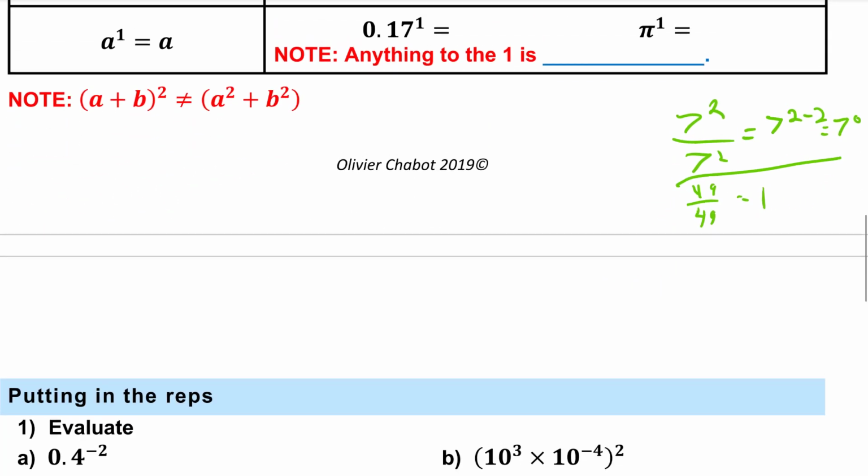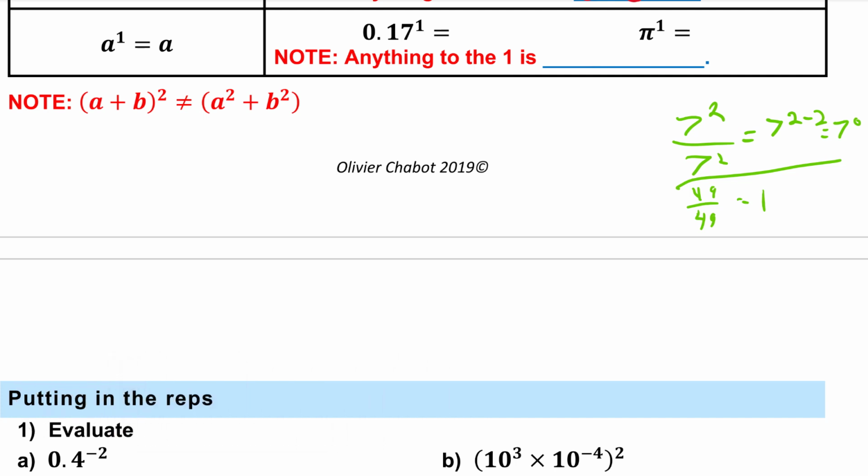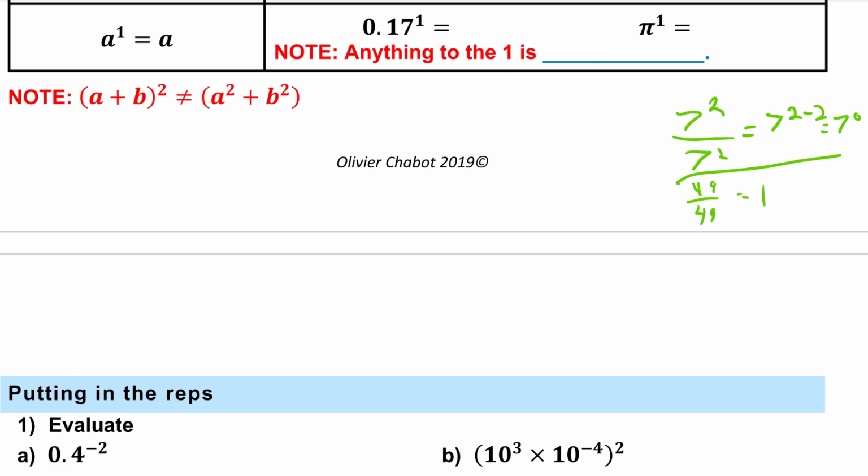Now, lastly, this one is a little bit more trivial. Trivial took me a long time to know what that word meant. It just means that there's only one solution, or it's obvious. Anything to the 1 is itself. So when it's to the 1, it's just itself.